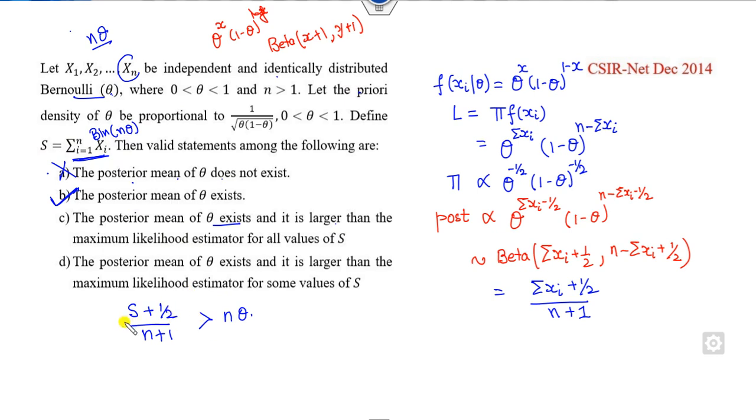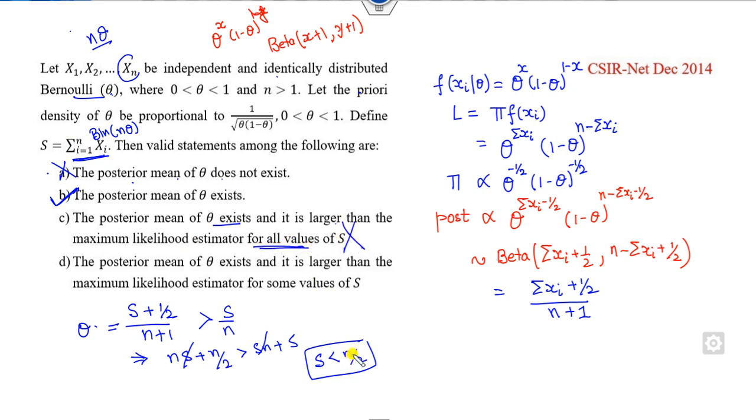How can you find the value of theta? I can write this term as s by n. Now you can see I can open this bracket, ns plus n over 2 is greater than Sn plus, so you can see S must be less than n by 2. S means the sum of the xi's must be less than that. So is it true for all n? No, because there is a restriction on the n. It is true for some n. The right answer is B and D, they are my correct options.